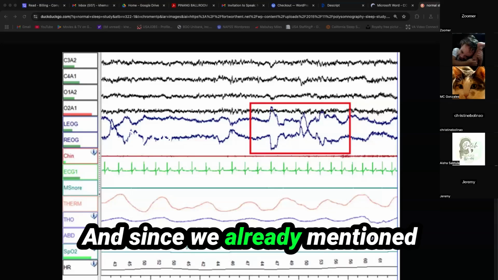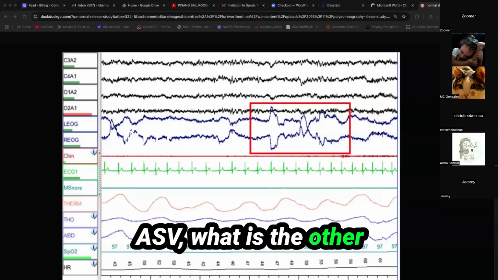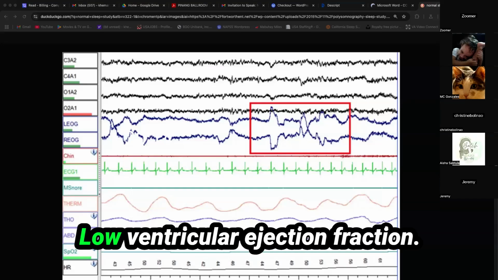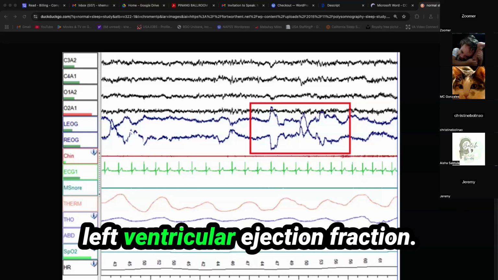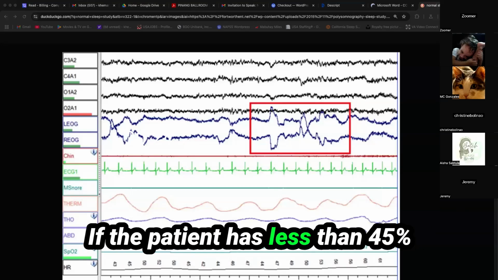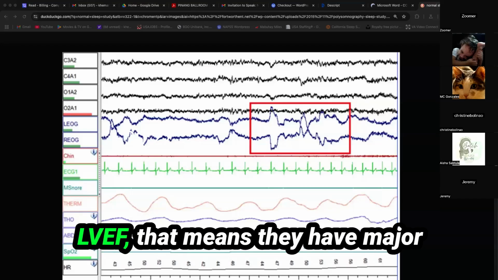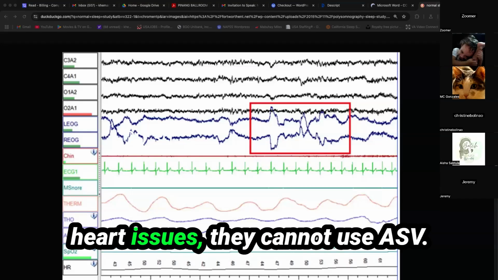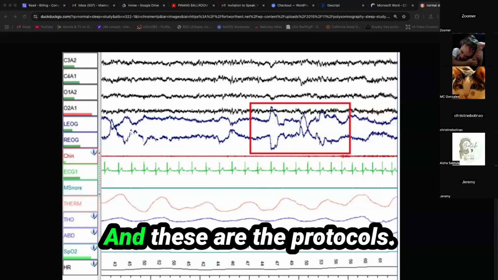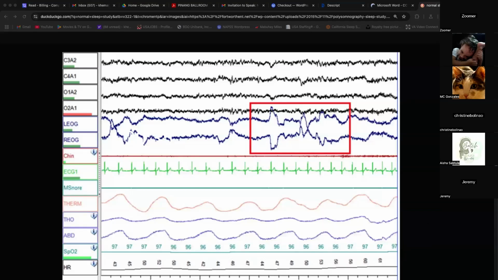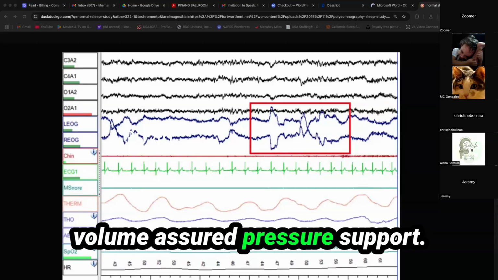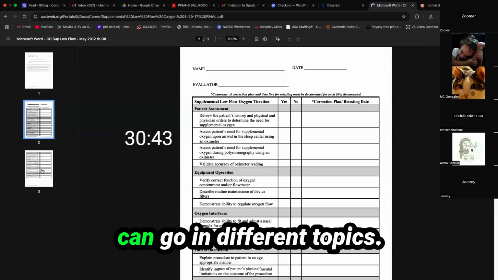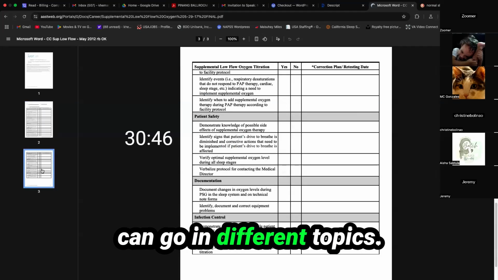And since we already mentioned ASV, what is the other contraindication for ASV? Low ventricular ejection fraction. If the patient has less than 45% of left ventricular ejection fraction, less than 45% LVEF, that means they have major heart issues. They cannot use ASV. And these are the protocols. And lastly, what's the other mode that we haven't talked about is the volume assured pressure support. So you see how quickly this can go in different topics.